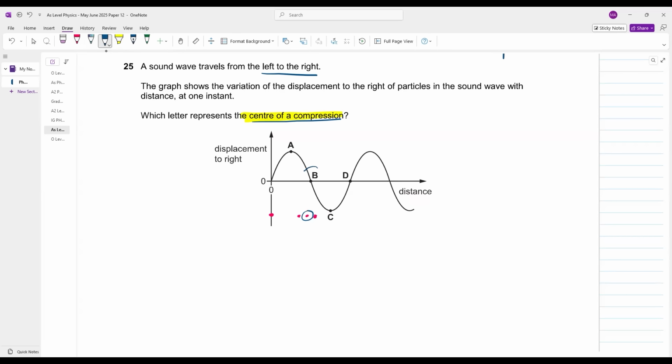This thing. Option B. What we have done is made the particles of the longitudinal wave accordingly. At a displacement of zero, the particle is here. At a displacement of maximum positive, the particles have moved towards the right. At a displacement of zero again, the particle is at B. At a displacement of maximum negative, the particles shift towards the left side. B is the center of compression. B is your answer.